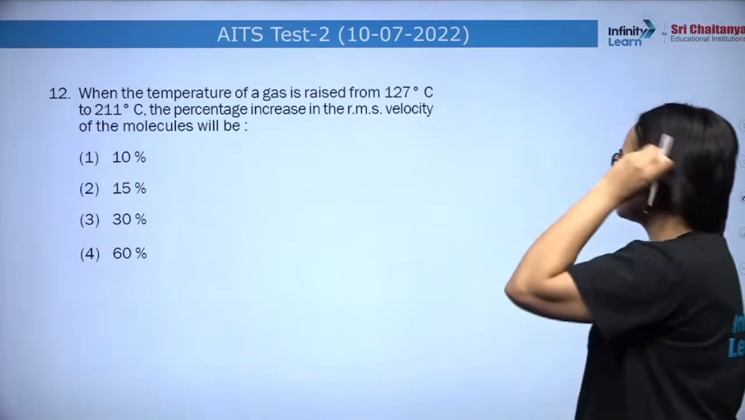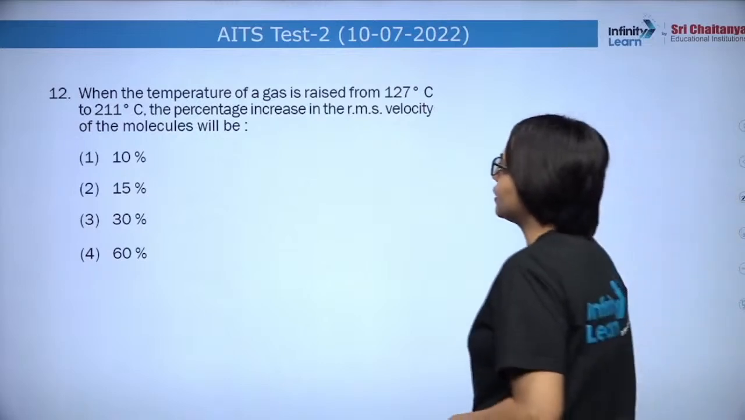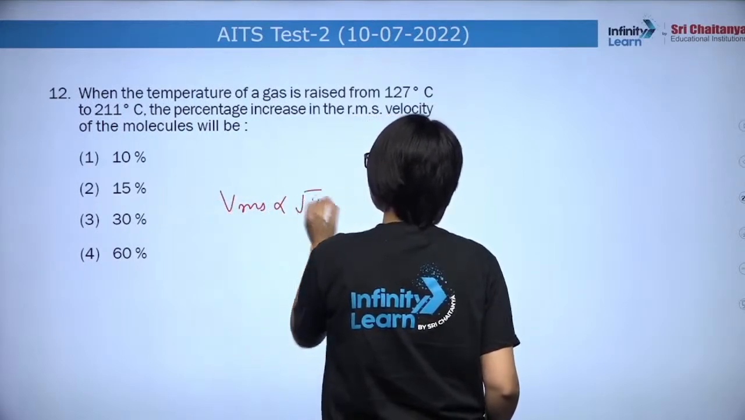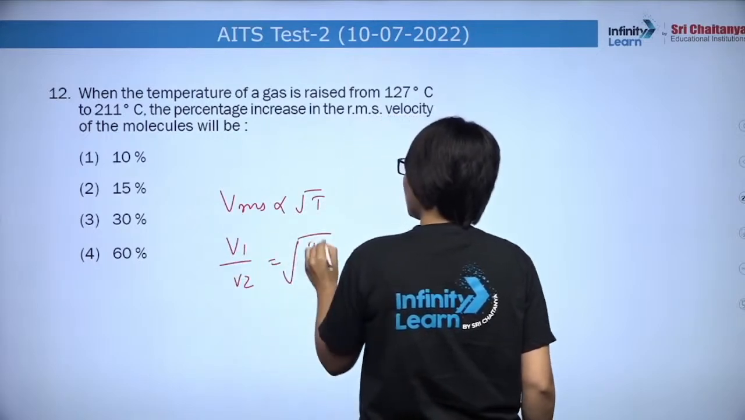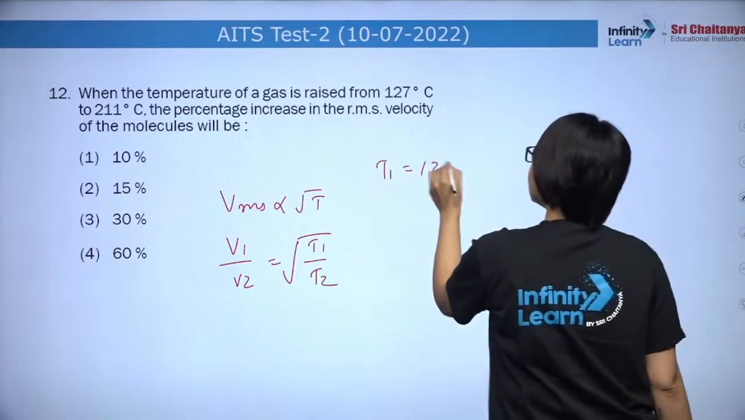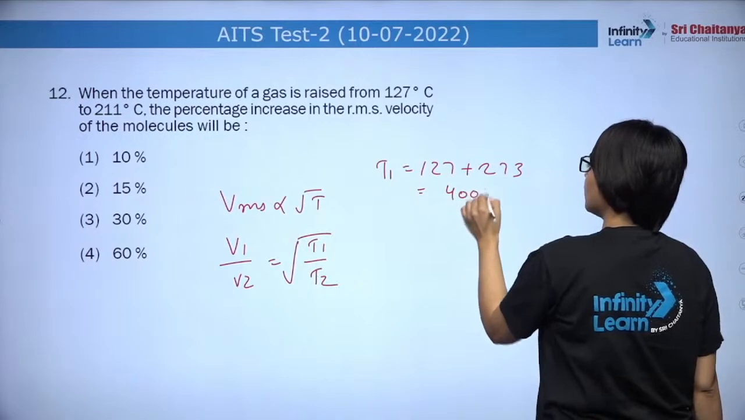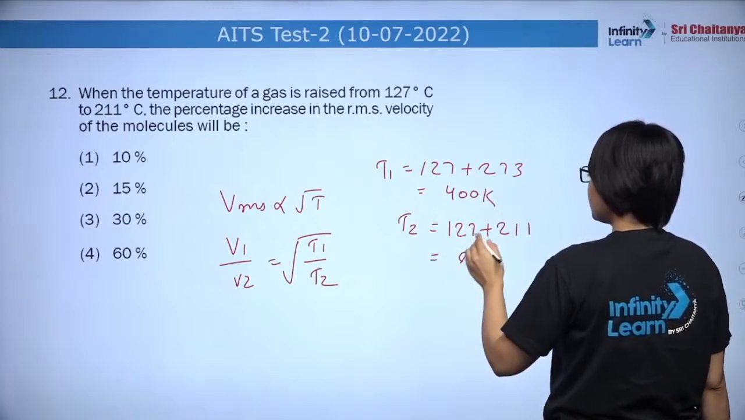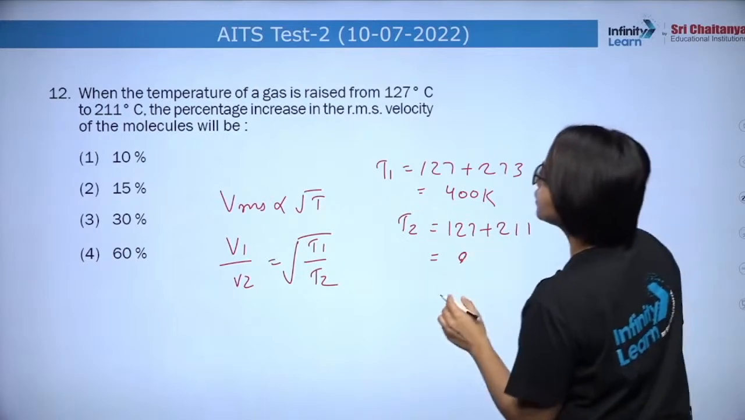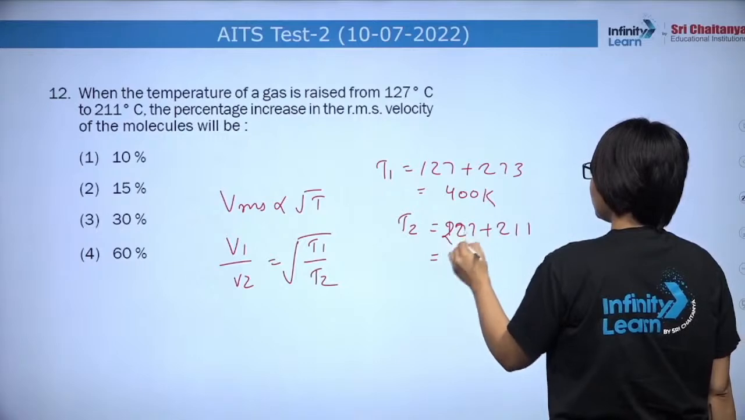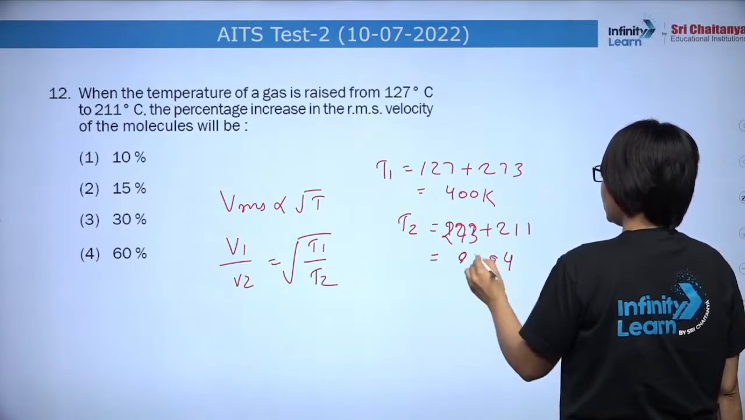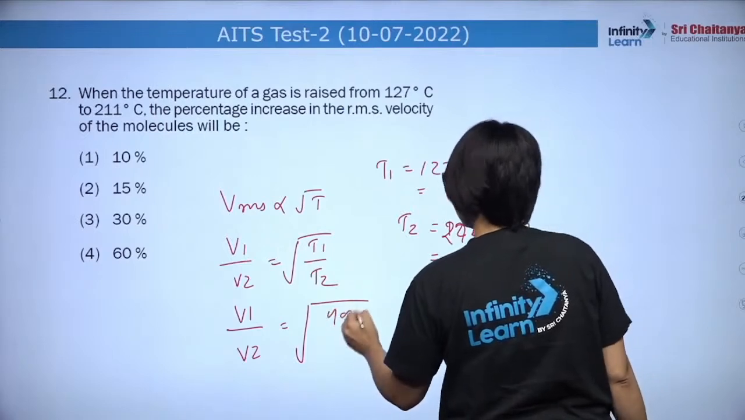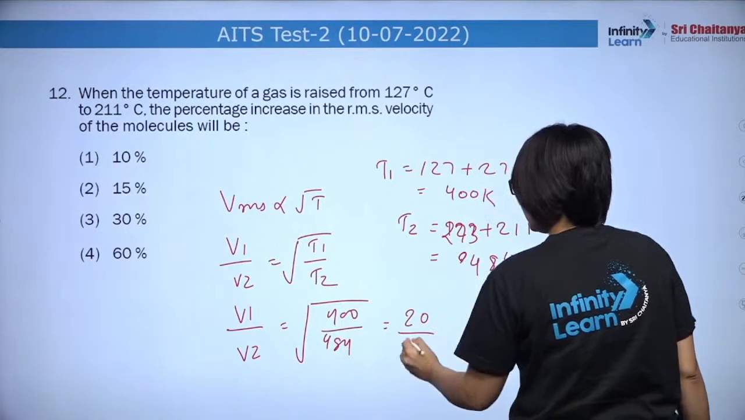Next is, when the temperature of a gas is raised from 127 degrees Celsius to 211 degrees Celsius, the percentage increase in the RMS velocity of the molecule is. So Vrms is directly proportional to root T. So V1/V2 is equal to root of T1/T2. T1 is 127 plus 273 Kelvin, so this is 400 Kelvin. And T2 is 211 plus 273, so this will be 484 Kelvin. So V1/V2 is coming out as root of T1, that is 400, divided by T2, that is 484, and this is equal to 20/22.